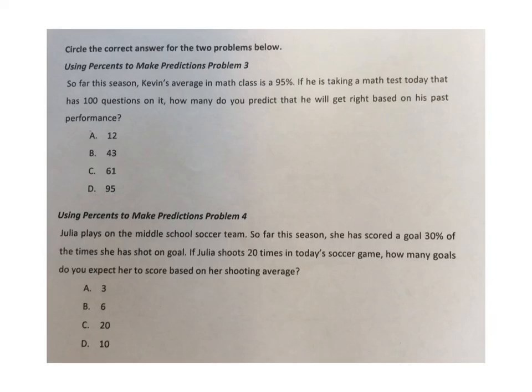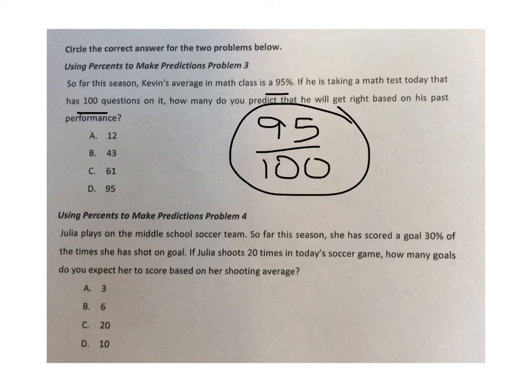So far this season, Kevin's average in math class is 95%. If he's taking a math test today that has 100 questions on it, how many do you predict that he will get right based on his past performance? Well, this should be a really easy one because you can see that his average is 95%, which hopefully you know means 95 out of 100. And the reason it's so easy is because the test has 100 questions. So you would expect him to get 95 right.